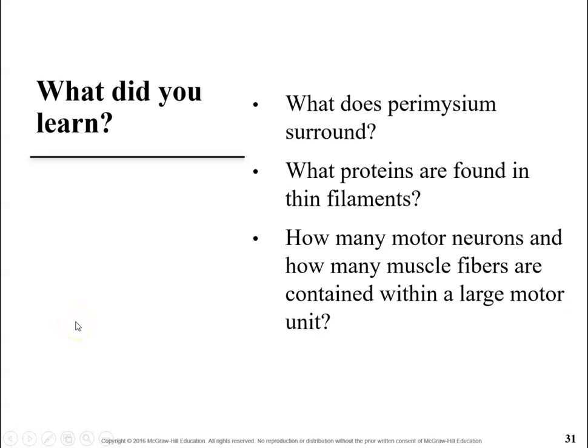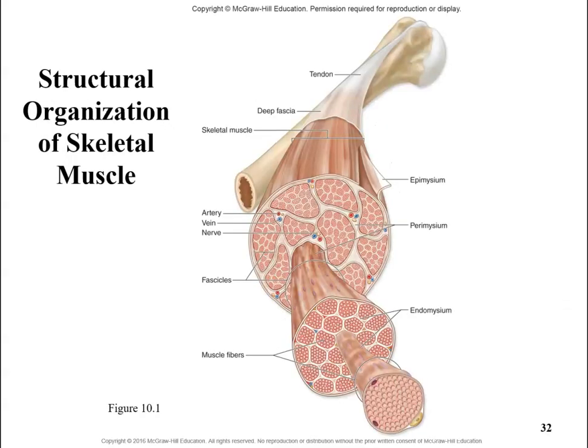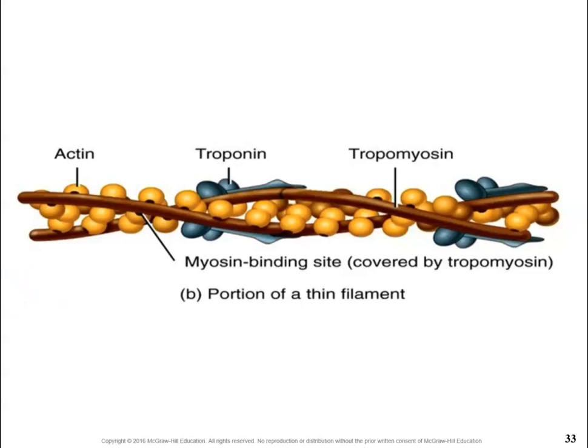Next question, what proteins are found in thin filaments? Well, recall that the thin filament is the actin filament, but it also has a couple other proteins associated with it. Here we have actin. It's going to be the string of pearls. This is actually 2 actin molecules intertwined. So actin's going to be that string of pearls.